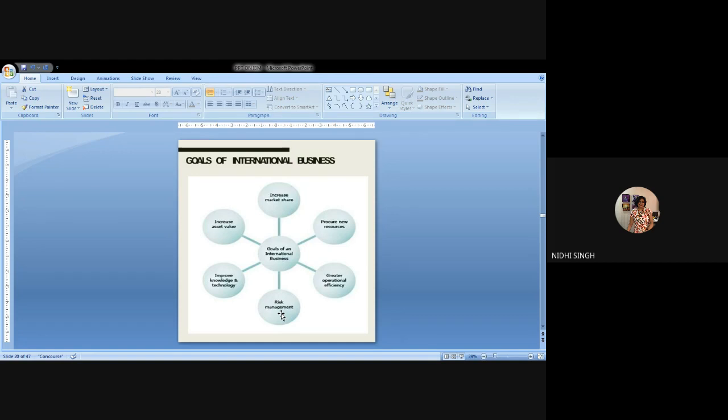Any point which you think you are not able to understand? Because these are the terms we have been discussing so far. Ma'am, increase asset value. Yes, how? How will the value increase? Yes, ma'am. Suppose I am in India and I am going to do an international business. So my motive is to increase my profit, not increase the asset value. So how is asset value a goal of international business?